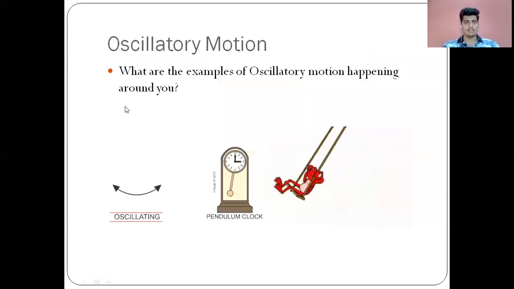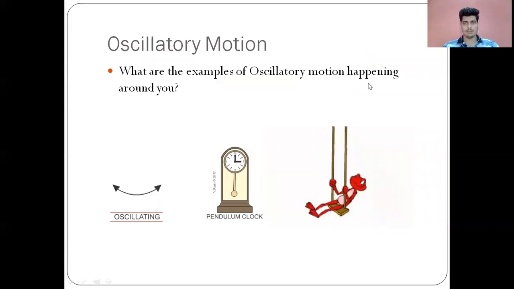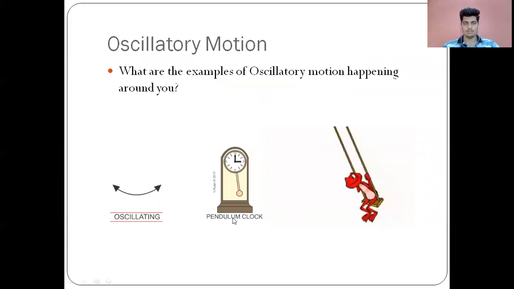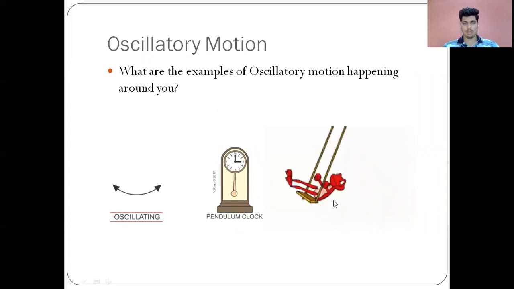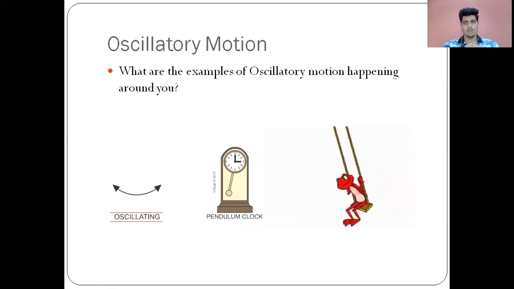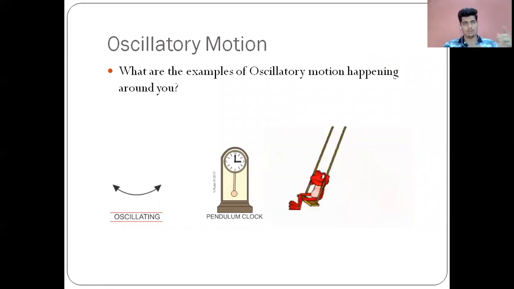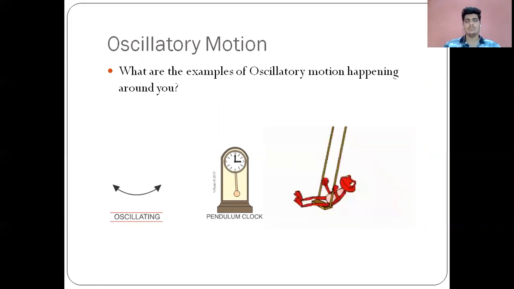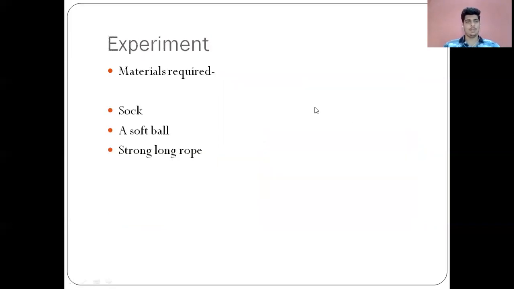Now, oscillatory motion. What is an example of oscillatory motion around you? So this is one, a pendulum clock. Then what is this? This is a swing. When you go to a park, you have a swing over there, and this is also a great example and the most common example of oscillatory motion. Now, here we have an experiment which is very nice, and it's good. It will give you some practical experience regarding oscillatory motion.